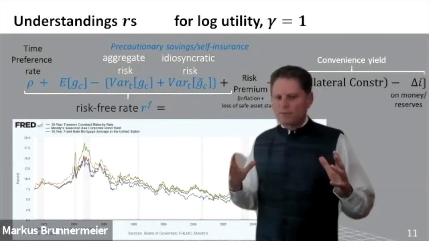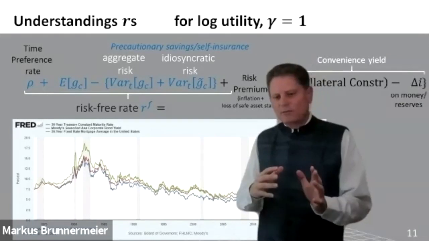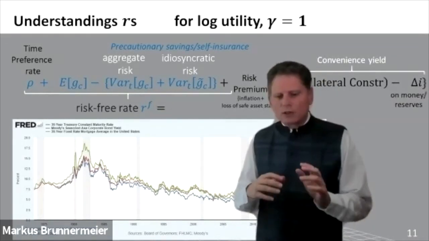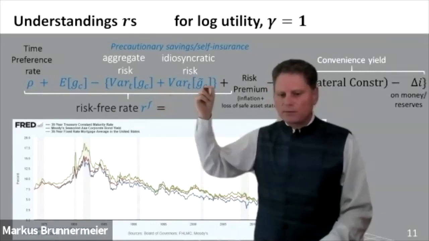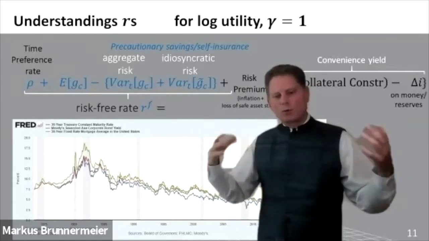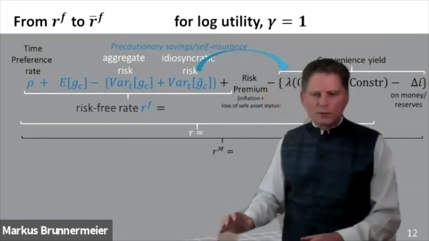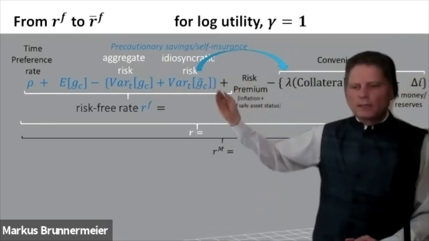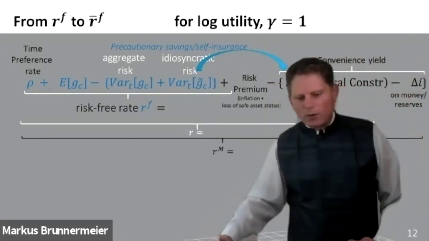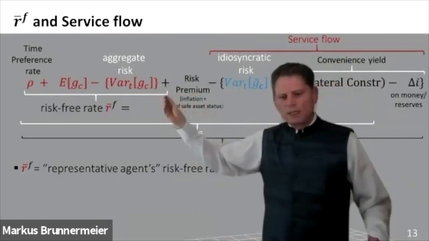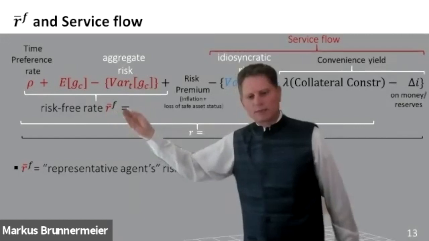Now, if I have a representative agent, the representative agent only has this aggregate risk. It doesn't have this idiosyncratic risk. So what I want to do is take out this idiosyncratic risk, because a representative agent wouldn't have that. And a government is one big government for all of the citizens. So I want to take this one out. Essentially, all I do is move this term into the convenience yield term. Then I have one term less here, and this is my risk-free rate for this hypothetical representative agent.